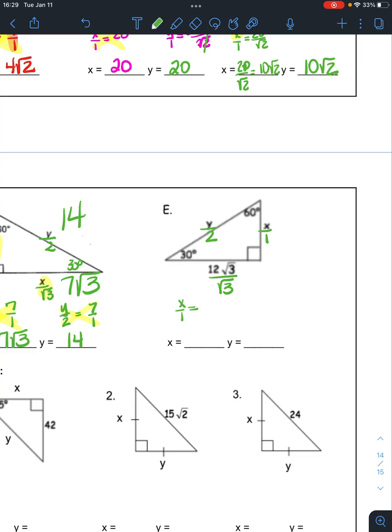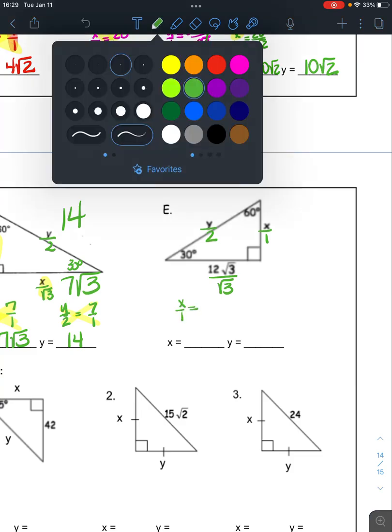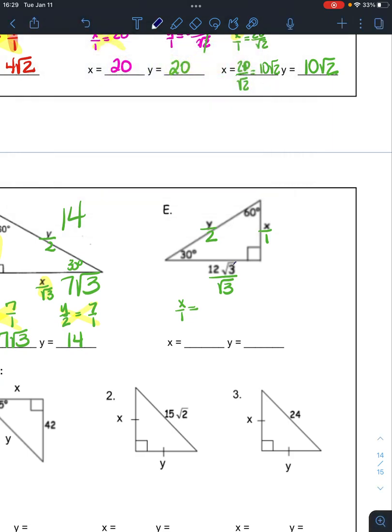So I have x over 1 is equal to, now notice it's 12 root 3 over root 3. Notice those will cancel. I got a root 3 that'll cancel a root 3, one in the numerator, one in the denominator. So that equals 12. Well, x over 1 is equal to 12, which means x is equal to 12. So this side is 12. This side was 12 root 3 originally, remember?